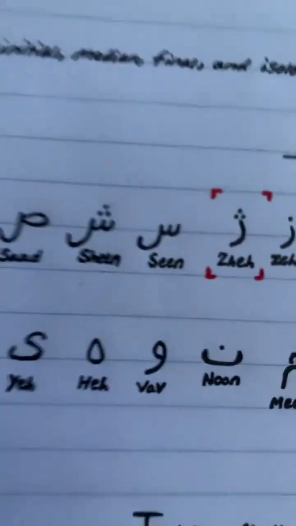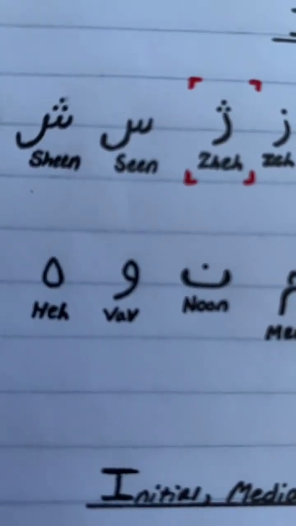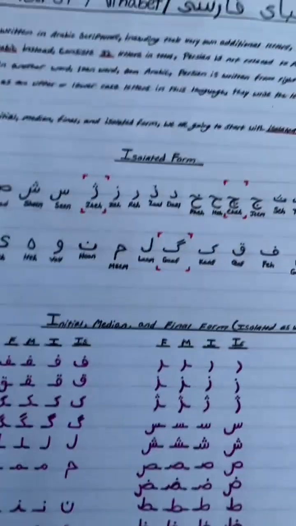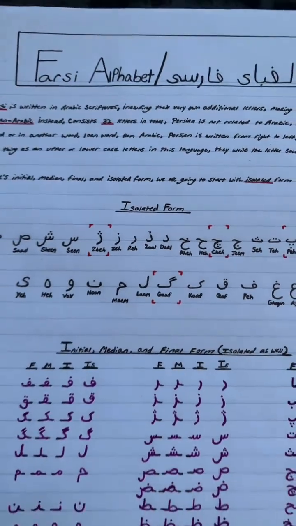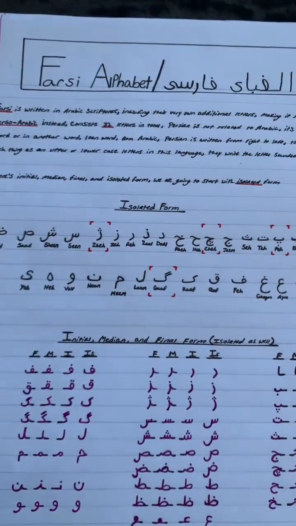The thing about the letter vav, some people pronounce it with a W instead of a V. It depends on the person themselves. So that's pretty much the isolated form right here.